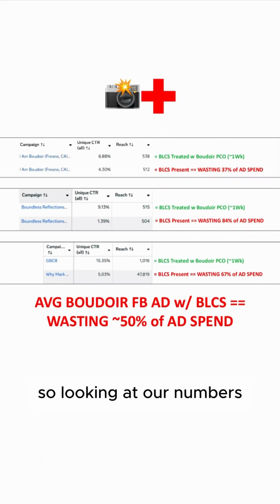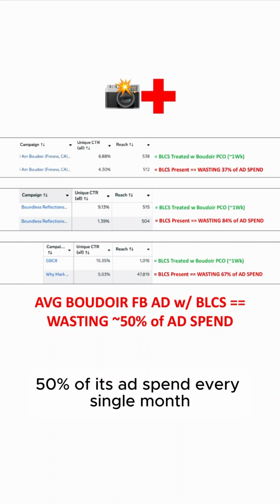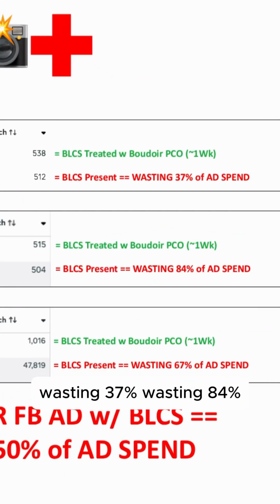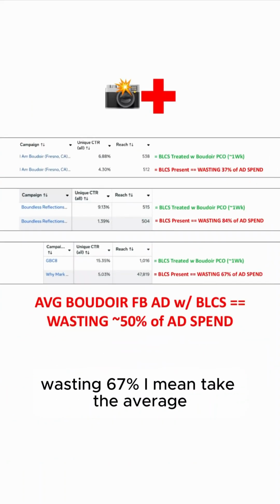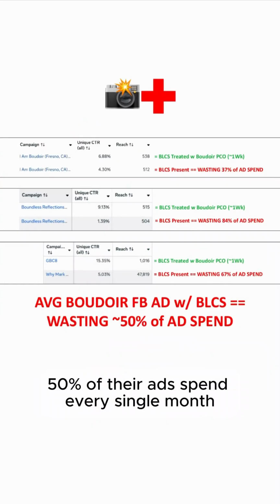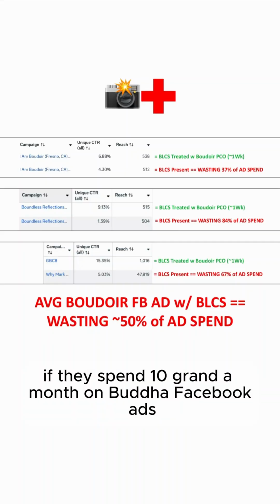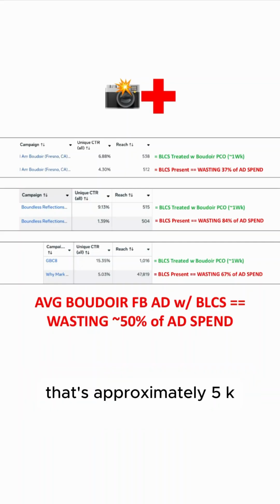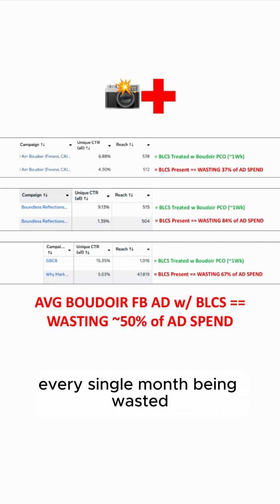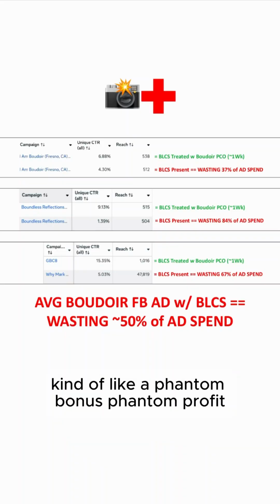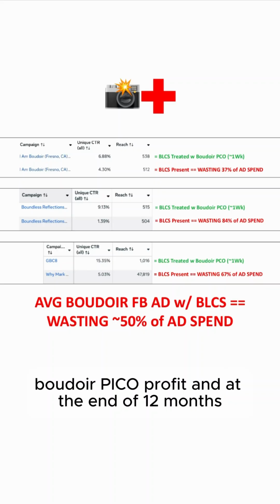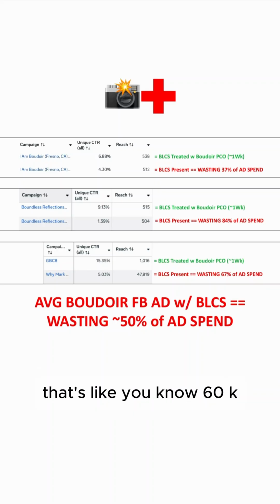So looking at our numbers, the average Boudoir Facebook ad with BLCS is wasting about 50% of its ad spend every single month. So, look at these numbers here, wasting 37%, wasting 84%, wasting 67%. Take the average, they're wasting approximately 50% of their ad spend every single month. So if they're spending 10 grand a month on Boudoir Facebook ads, that's approximately 5K every single month being wasted. We can eliminate it, put it back in the Boudoir photographer's pocket, kind of like a phantom bonus, phantom profit, Boudoir Pico profit. And at the end of 12 months, that's like 60K.